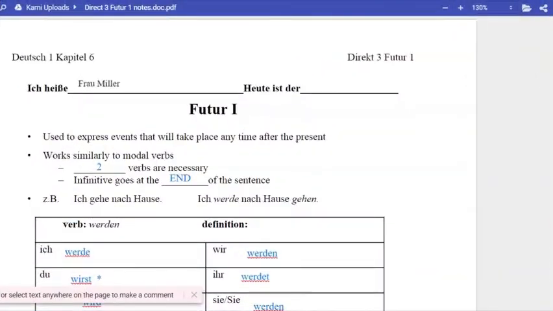Frau Müller. Heute sprechen wir über die Futur. Today we're going to talk about the future tense.